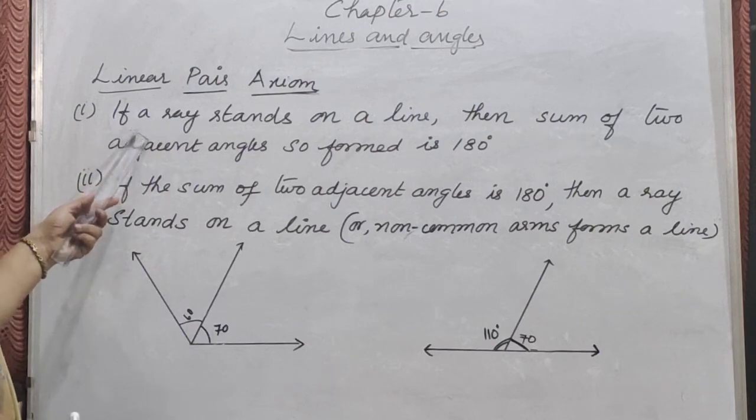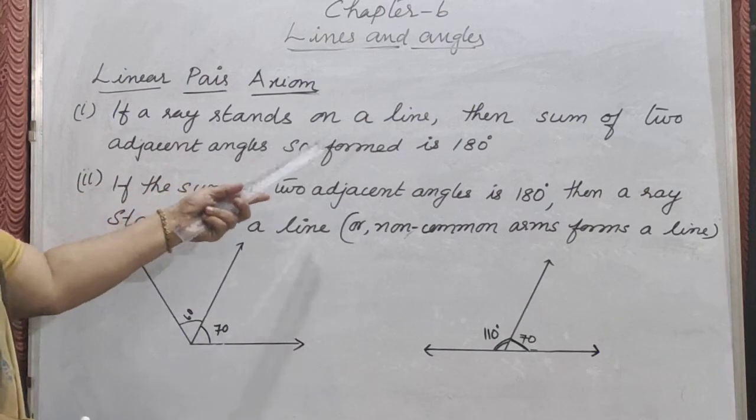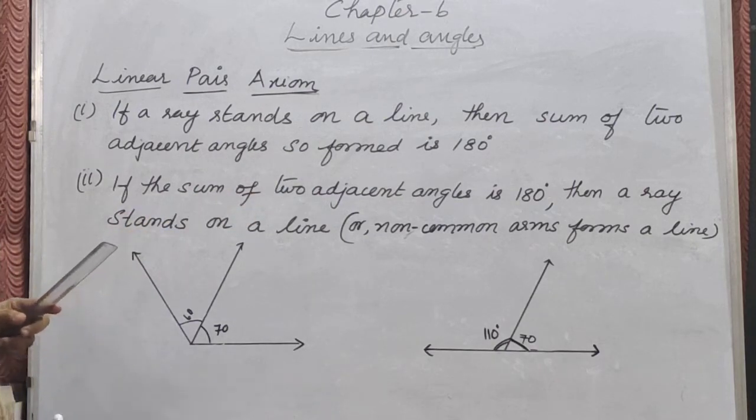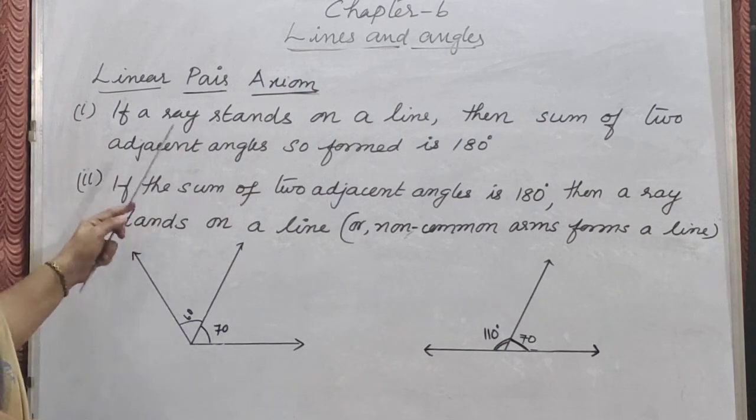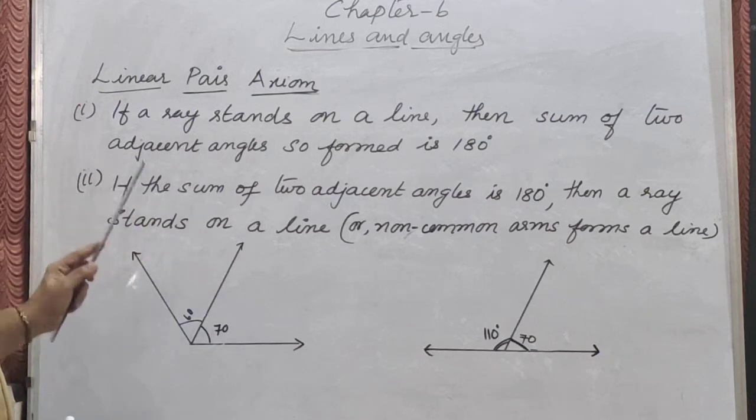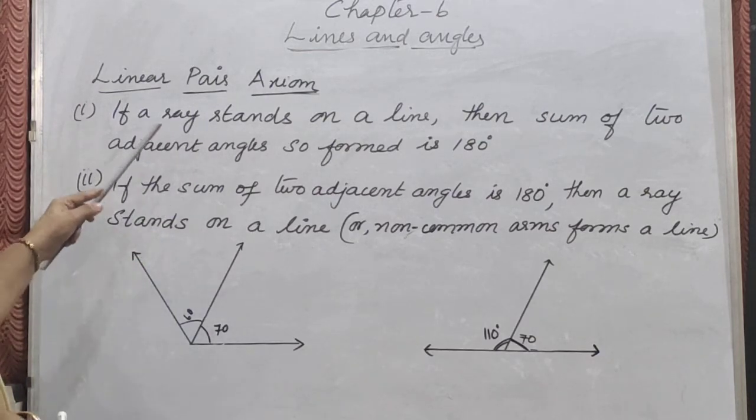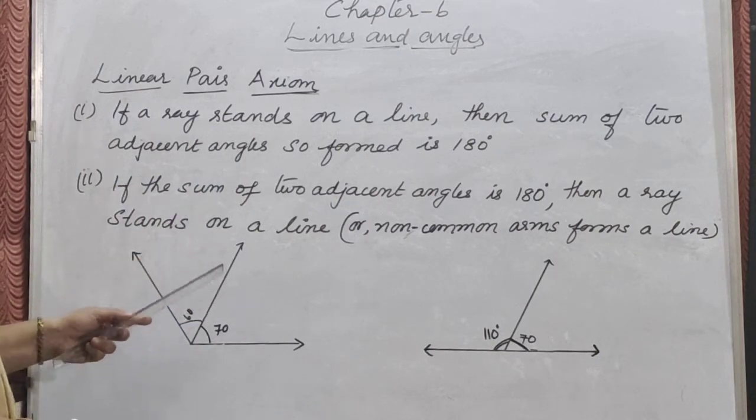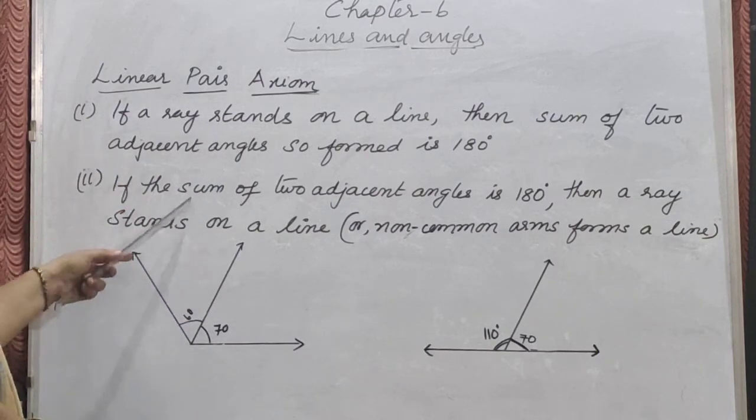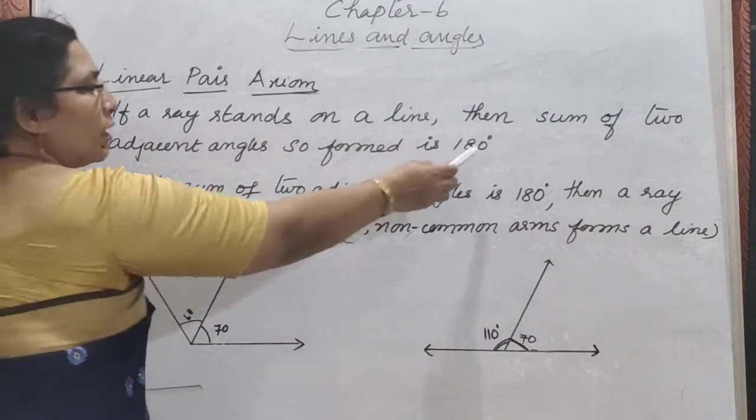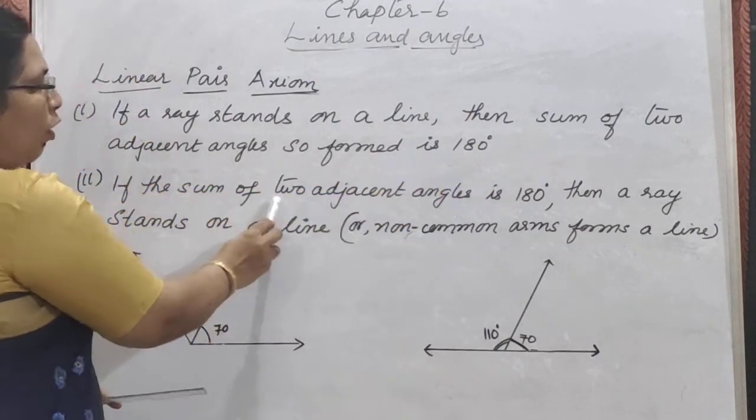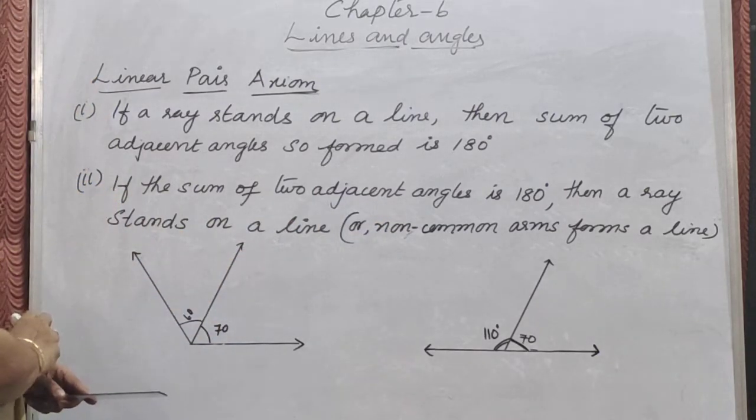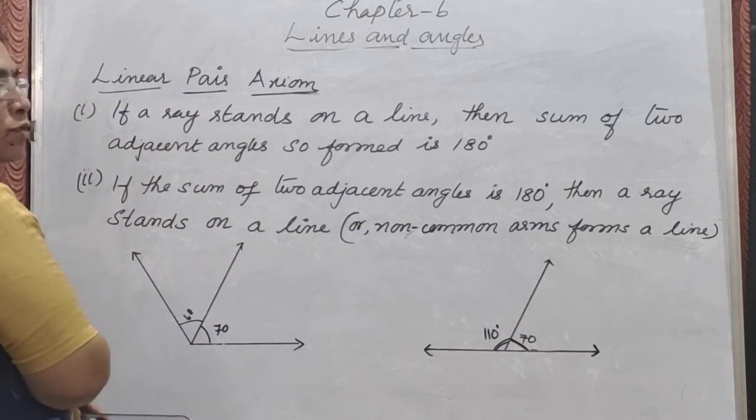So the first statement says that if a ray stands on a line, then the sum of two adjacent angles so formed is 180 degrees. That means it should be adjacent angles and the sum is equal to 180 degrees for a linear pair. In the converse way, if the sum of two adjacent angles is 180 degrees, then a ray stands on a line, or we can say the non-common arms form a line.